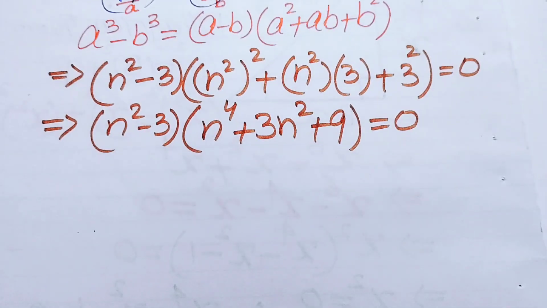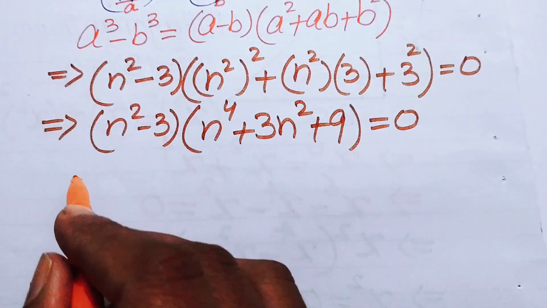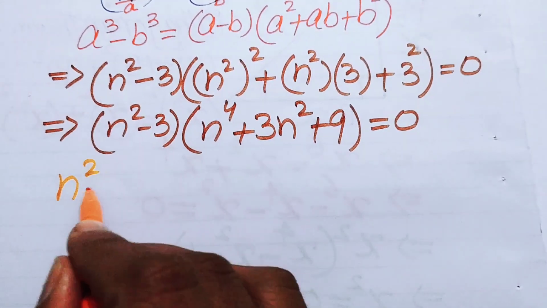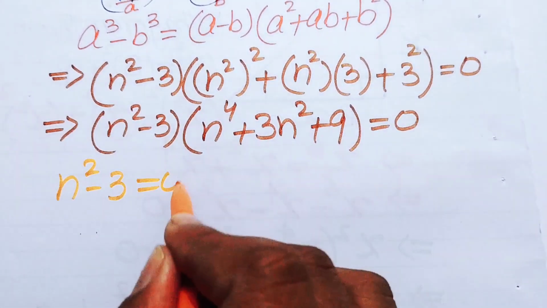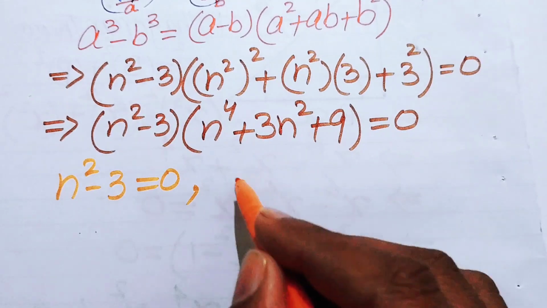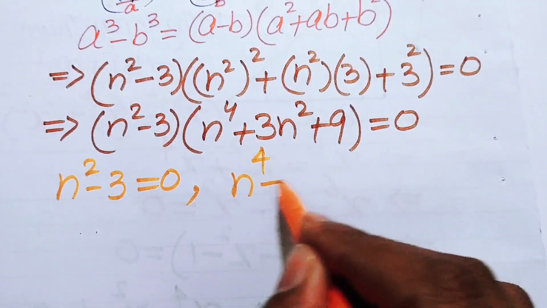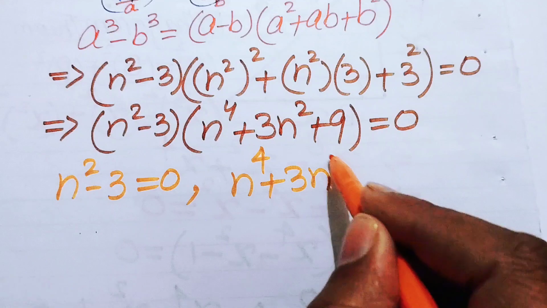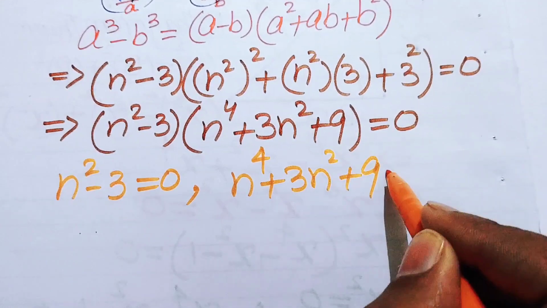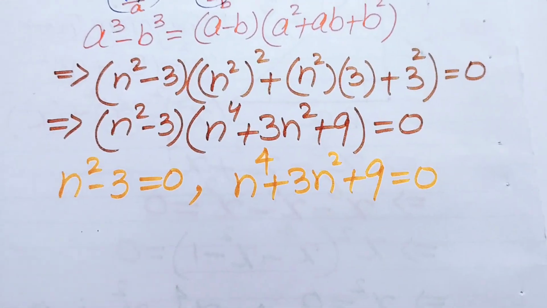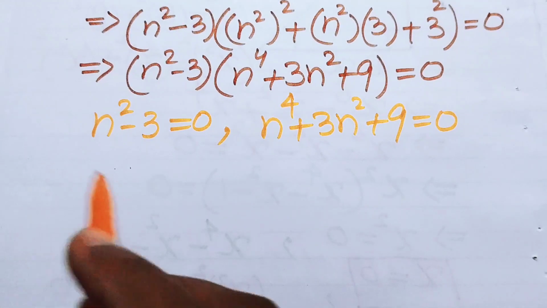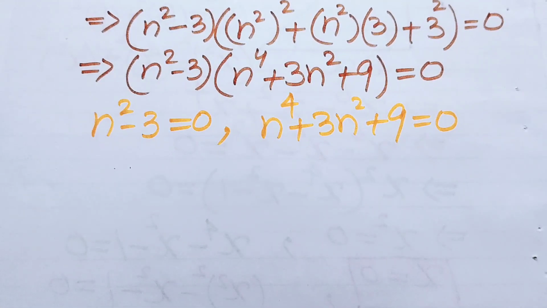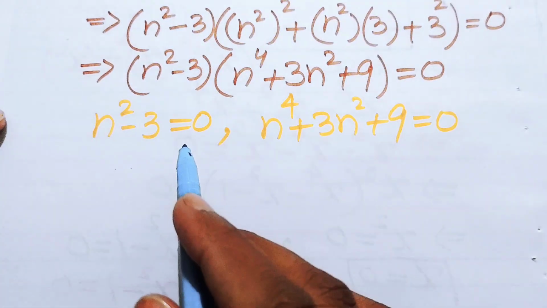So you see that we have two cases here. Our first case is to write n square minus 3 equals 0. And the second case is n to the power of 4 plus 3n square plus 9 equals 0. So now first you focus on the first case. And in the first case we have n square minus 3 equals 0.